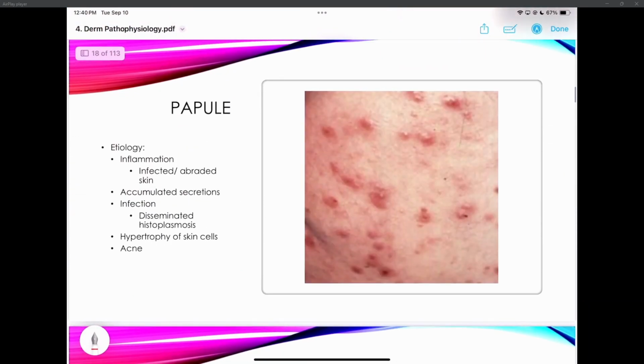Etiology of papules. They can be due to inflammation. It can be due to accumulated secretions. So basically these are your acne or pustules or papules. Pustule just means it's filled with pus. Infection, hypertrophy of skin cells, and obviously there's your acne.